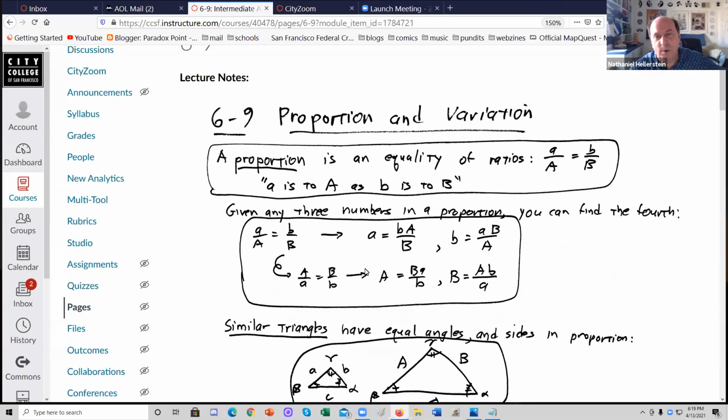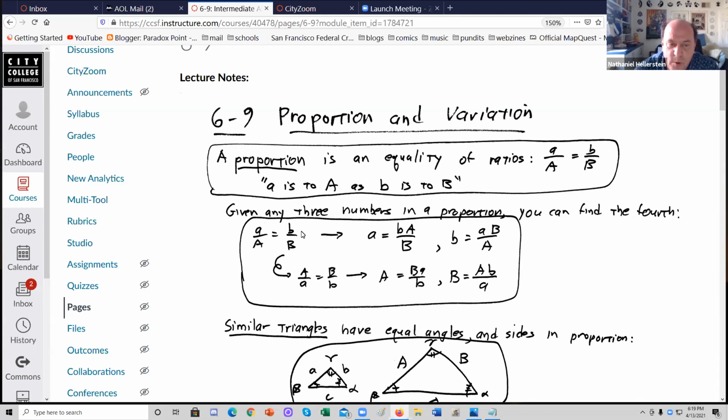Now we're getting into proportions and variation. This is actually pretty simple. Proportion is when two ratios are equal. a is to A as b is to B. That's how it's pronounced. a over A equals b over B.